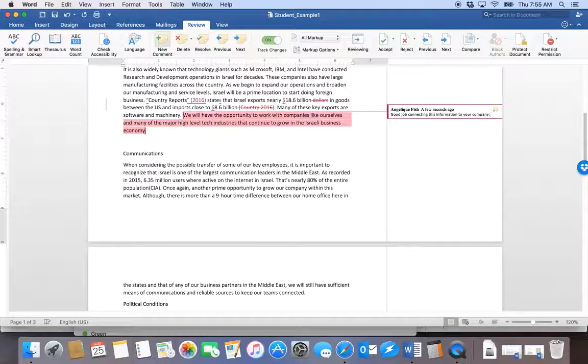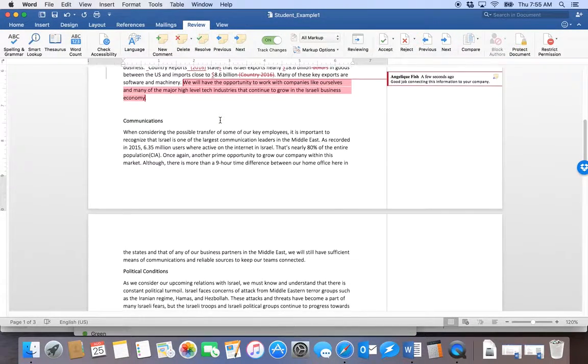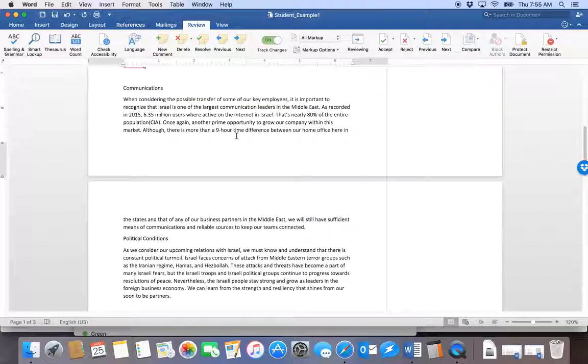So you want to show why this information is relevant. When considering the possible transfer of some of our employees, it is important to recognize that Israel is one of the largest communication leaders in the Middle East. As recorded in 2015, 6.35 million users were active on the internet in Israel. That's nearly 80% of the entire population.